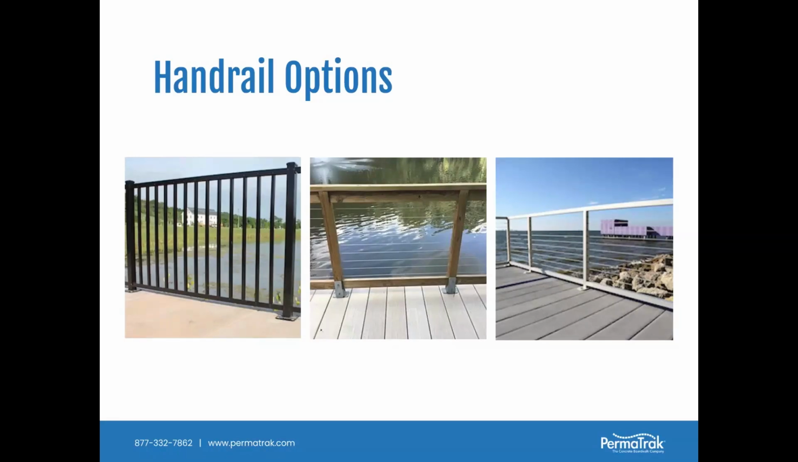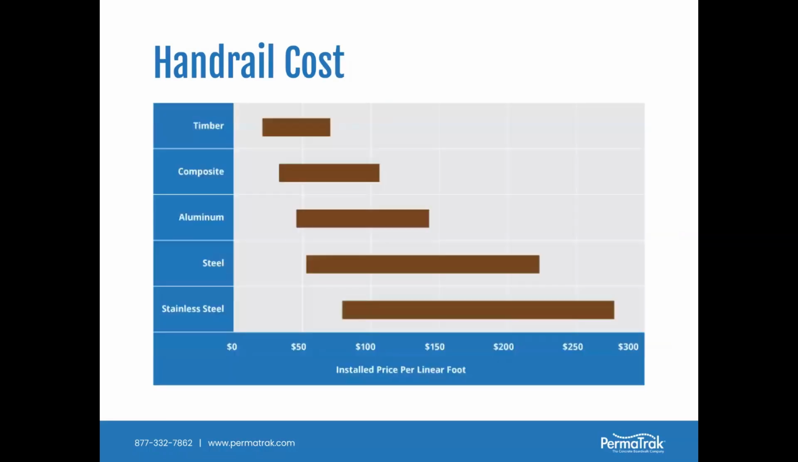You can generally use any type of material that you choose, but you want to be mindful of the cost implications of your handrail choice. The next slide will show just a high-level look at how the cost can vary, from the most economical, or least expensive, being a timber type of railing, which might be in the $50 to $75 a linear foot range.